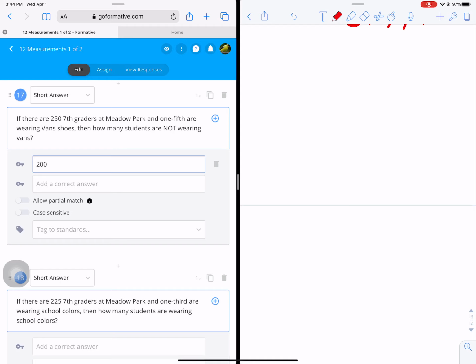Number 17, 18, 19, they get to some story problems. If there's 250 7th graders at Meadow Park and 1/5 are wearing Vans shoes, then how many are not wearing Vans? So what we can do is, again, 1/5 times our total 7th grader population. Figure out what that is, because that's how many are wearing Vans, and then we'll just subtract from 250 to figure out how many are not wearing.